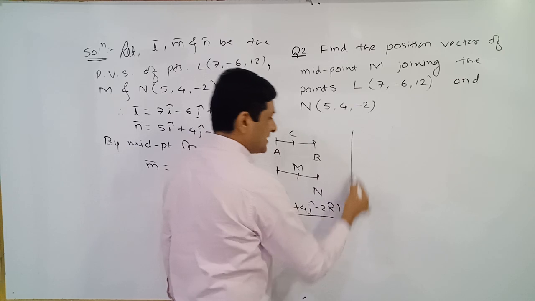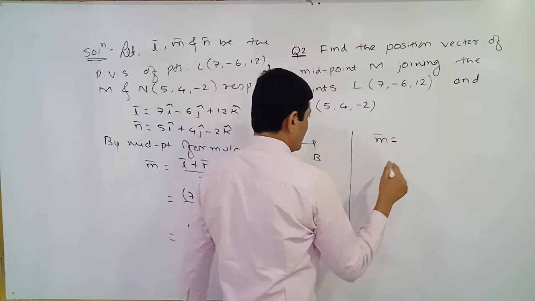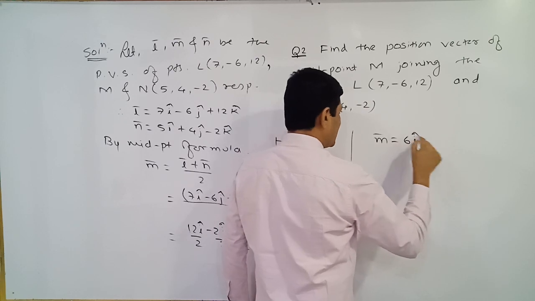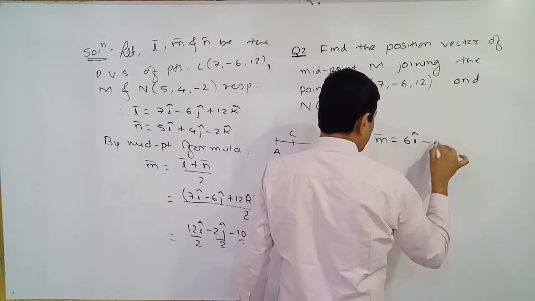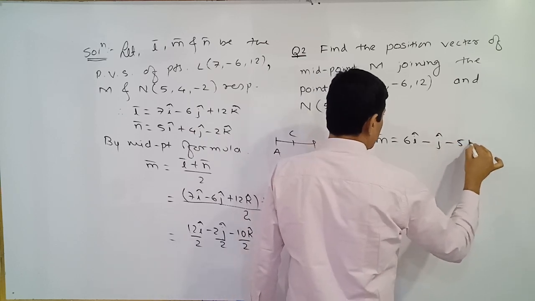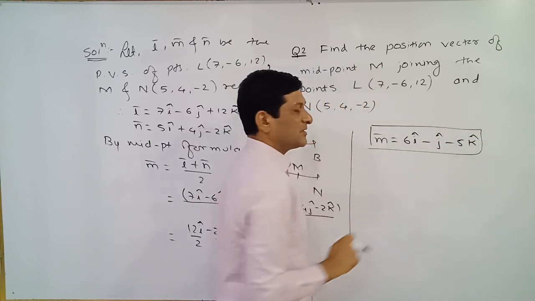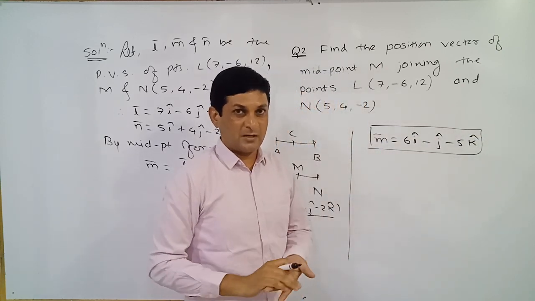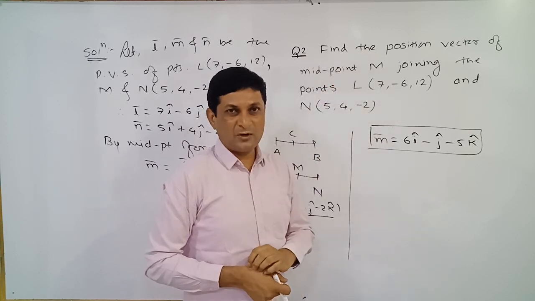So this implies that M bar is equal to 12 upon 2, which is 6i cap. Minus 2 and 2 get cancelled, so here we get minus j cap, and 10 upon 2 is equal to 5, so we get plus 5k cap. And what is M bar here? M bar is nothing but the position vector of the midpoint. So in this way we have got the position vector of the midpoint.